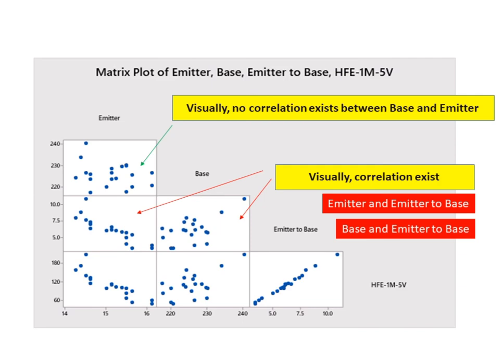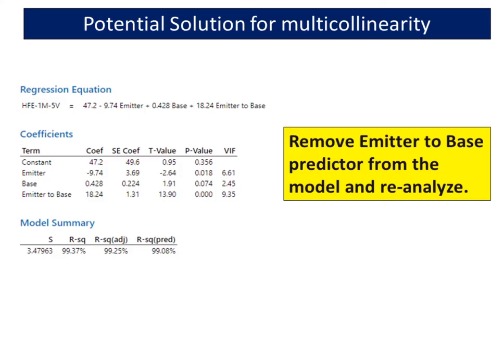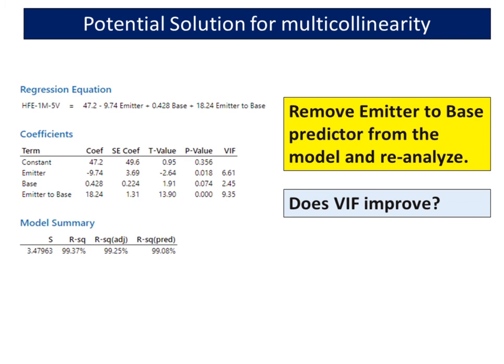Reviewing again the above pairwise correlations using the matrix plot, we see that the predictor emitter to base also appears to exhibit fairly moderate correlations with the other 2 predictors, which are base and emitter. Therefore, the researchers could also consider removing the predictor emitter to base from the model. We reanalyze the regression analysis after removing the emitter to base predictor from the model.